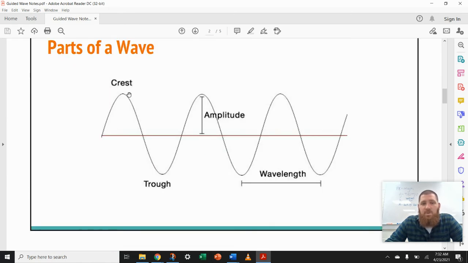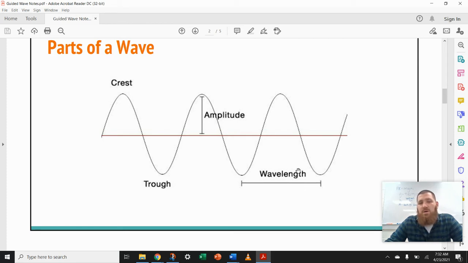Now, the parts of a wave. We have a crest. This is the peak of a wave. A trough is the bottom of that wave right there. The amplitude is going to be the distance between the midline to a crest or the midline to a trough. And a wavelength can be measured as one full wave.